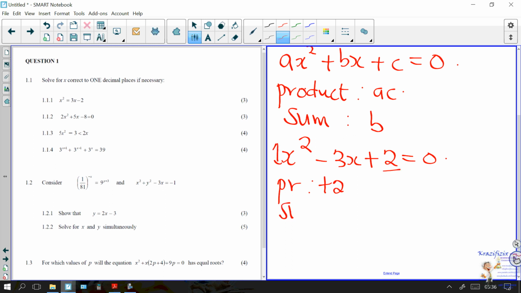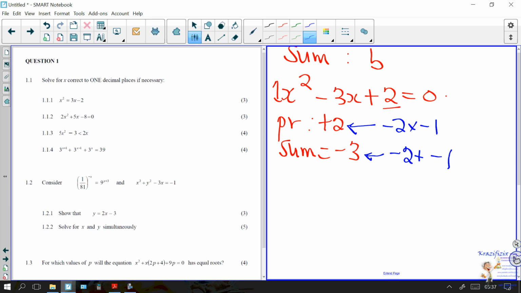And what is my sum? My sum is negative 3. Now I need to look for the factors of 2. Two numbers that when I multiply would give me 2 would be 2 and 1. But I need to add these numbers so that I get negative 3. To get negative 3, I need a negative 2 and a negative 1. So let's confirm. Negative 2 plus negative 1 would give me negative 3. Negative 2 times negative 1 would give me positive 2. Now, these are my perfect factors.